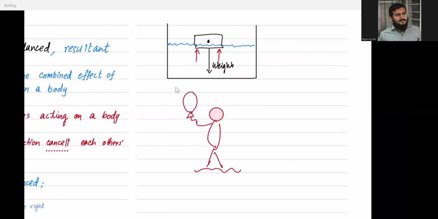है ना? So is my screen visible? Yeah, it is.